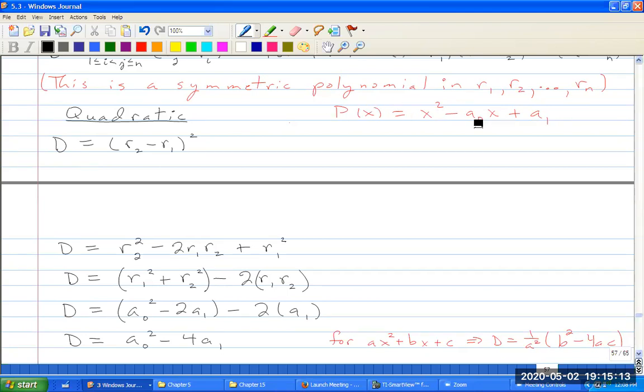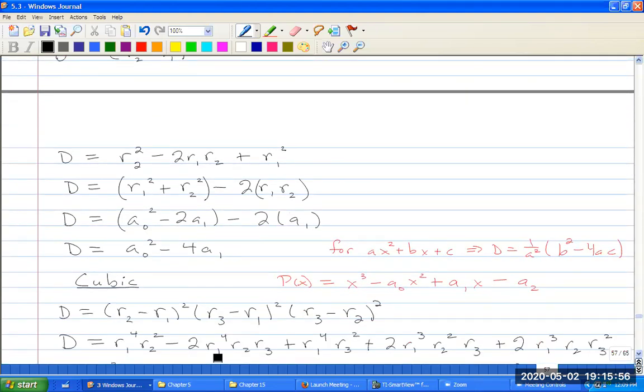say p(x) of the form x squared minus a0 x plus a1, the discriminant has the form (R2 - R1) squared. Multiplying this out, you get R2 squared minus 2 R1 R2 plus R1 squared. So it's R1 squared plus R2 squared minus 2 R1 R2, which from above I know that the sum of the squares is just a0 squared minus 2a1. The product of the roots is just a1. And so I get a0 squared minus 4a1.